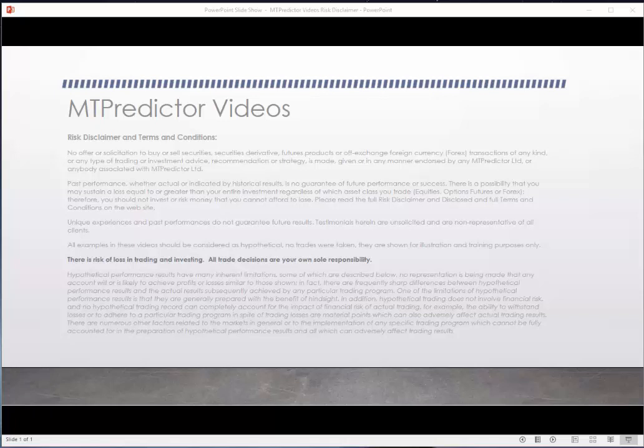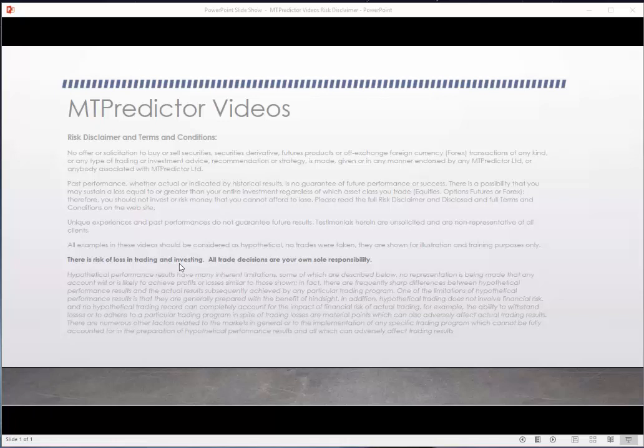But as usual, let's start with our risk disclaimer and remind you that all examples in these videos should be considered as hypothetical. No trades were actually taken, they're just shown for illustration and training purposes only. Remind you that there's a risk of loss in trading and investing. We'll be looking at a losing trade in the video as well.